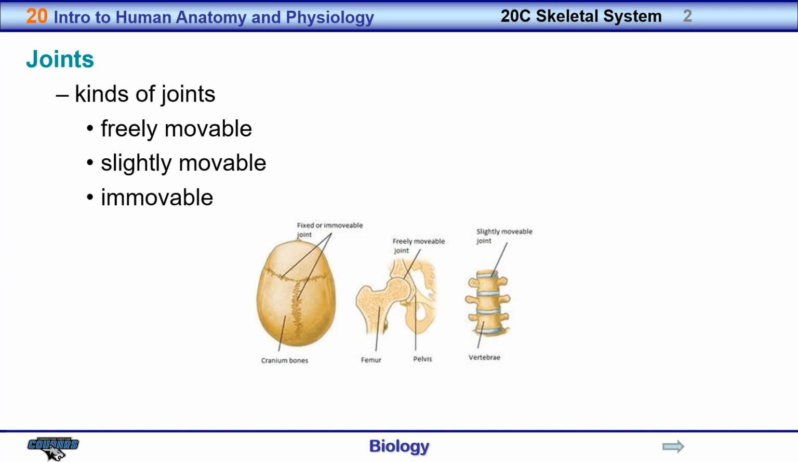Then we have what we call immovable joints, and these are the sutures that are interlocking the bones that make up your skull. You can remember those little zigzag lines there are the sutures, and those bones are immovable. They no longer can move over each other. There's no cartilage in between to allow any movement.